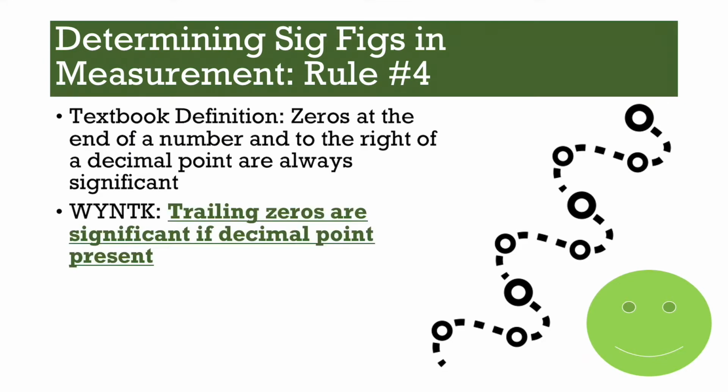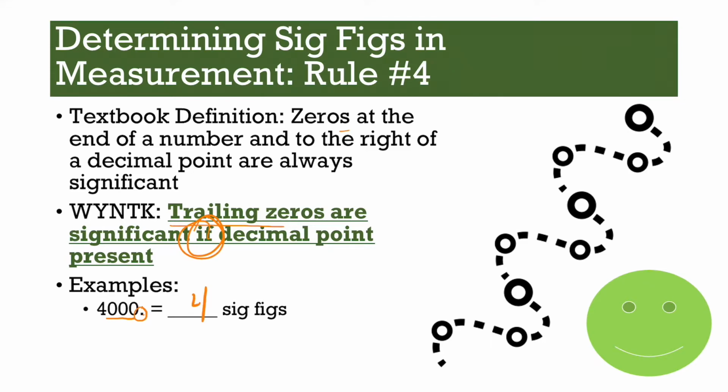So number 4, again, long textbook definition. The what you need to know part is the trailing zeros. So a trailing 0 is significant if there is a decimal point. So what I mean by that is right here you have that decimal point. So that means if there is a decimal point, all the trailing zeros, so numbers towards the end of the number, those are trailing, are significant because that decimal place is there. So that would be 4 significant figures. We have 1, 2, 3, 4. These zeros are significant because that decimal point is there.